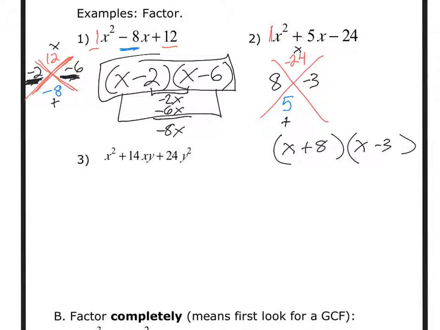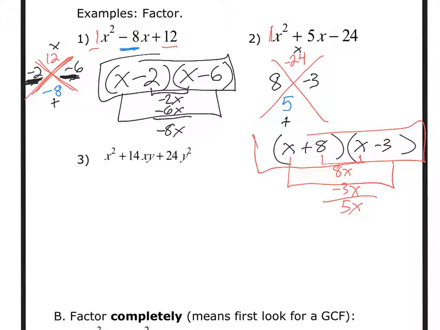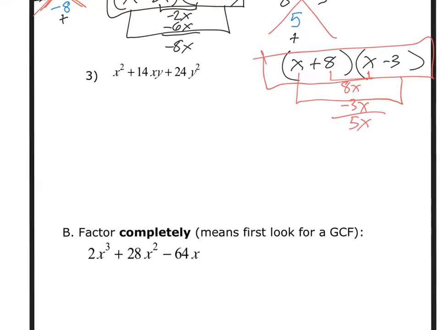I can check my work real fast. Multiply those two, I get 8x. Multiply those two, negative 3x. And when I add them, they better give me this positive 5x up there. So do they? Checkmate. There are my factors. All right. Good, good. We're on fire.